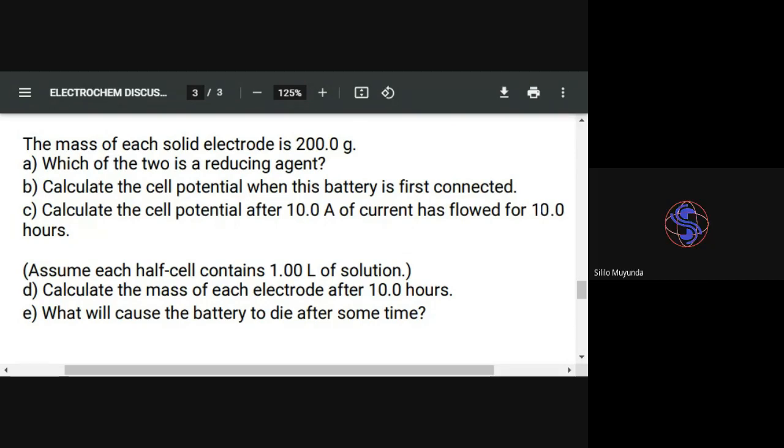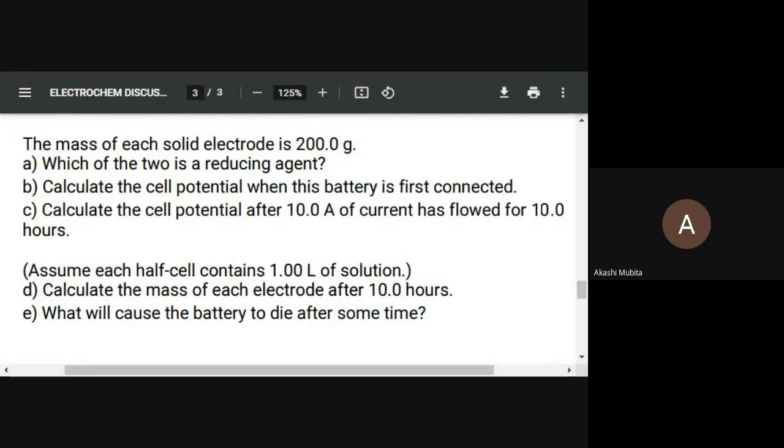Okay, what are you saying, Doc? You said limiting, but it's reducing. Which of the two is a reducing agent? Which one is a reducing agent? We are looking at the basic key of it. Doc Stilo, scroll down a bit. Zinc. I read the question again.